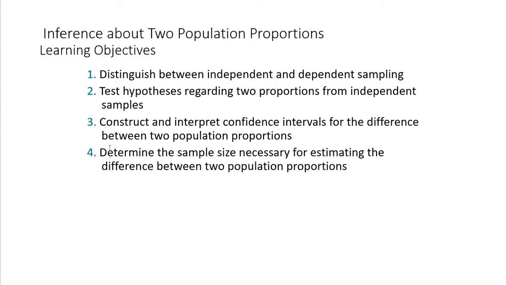So today we're going to distinguish between independent and dependent sampling. We will test hypotheses regarding two proportions from independent samples. We will construct and interpret confidence intervals for the difference between two population proportions. We will determine the sample size necessary for estimating the difference between two population proportions.